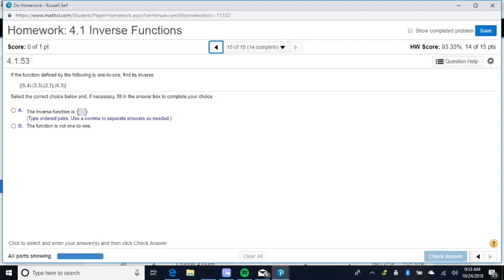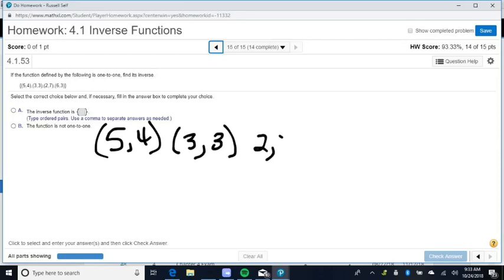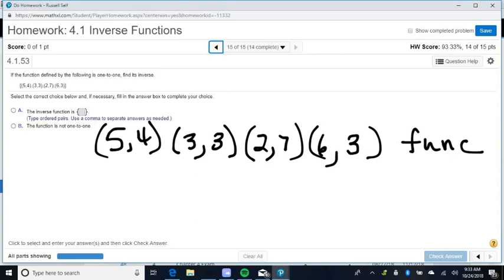So the first thing we want to do is look at the function itself to make sure it is a function. 5 leads to 4, 3 leads to 3, 2 leads to 7, and 6 leads to 3. So we're good with function, right? This thing is a function because there's no repetition in your x's, right? Now what we need to do is see if it's one-to-one, and we do that to see if there's any repetition in your y's. 4, 3, 7, 3.